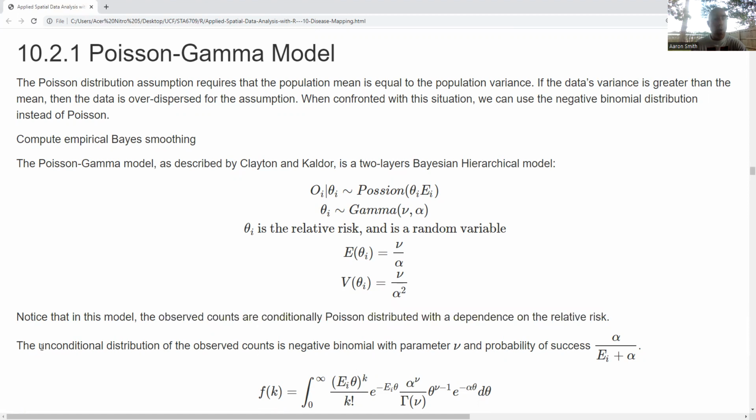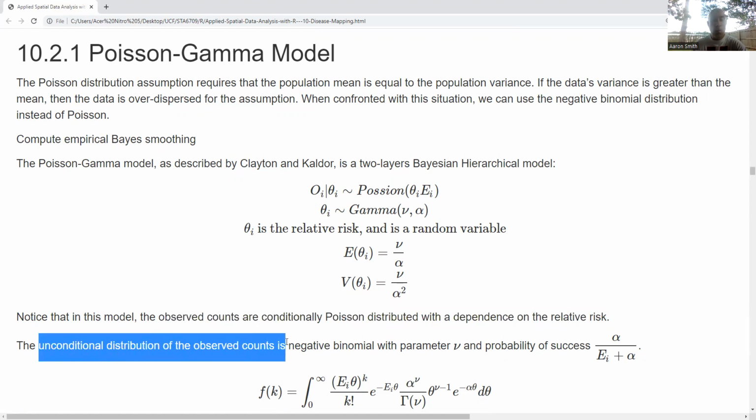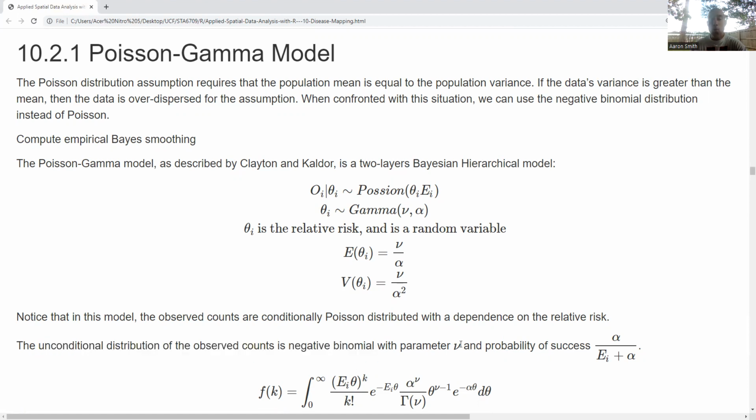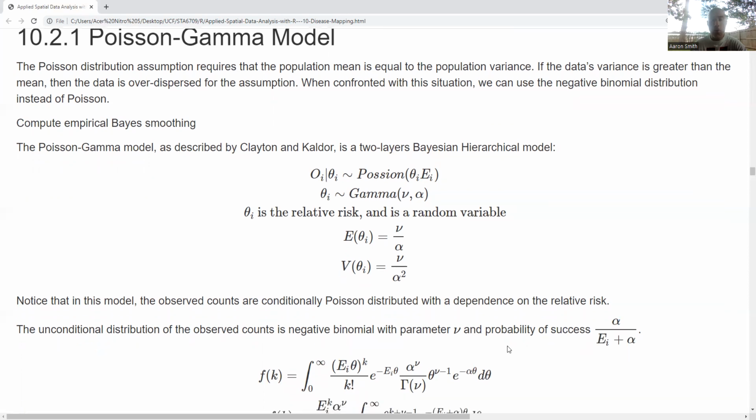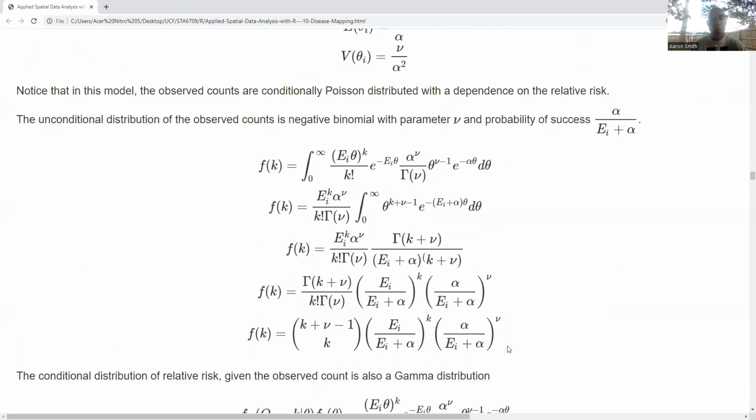So in this model, the observed counts are conditionally Poisson distributed with a dependence on the relative risk. If I go through and compute the unconditional distribution of the observed counts, we're going to get a negative binomial with parameters nu, the nu up here in the gamma, and then alpha divided by expected plus alpha as the probability of success. Now, how do we work that out?